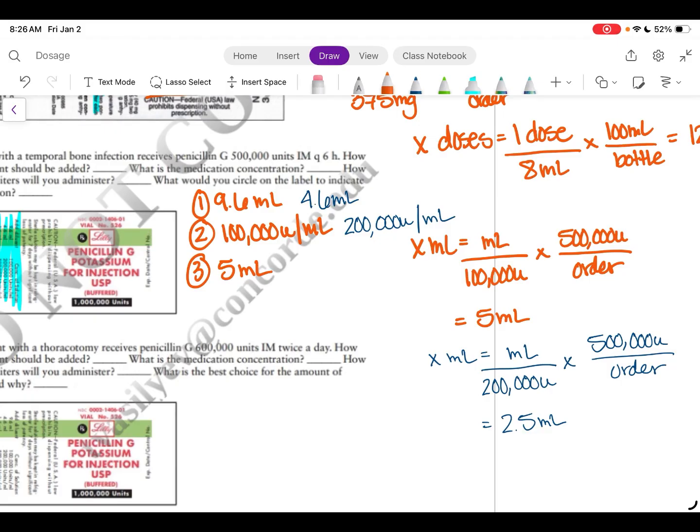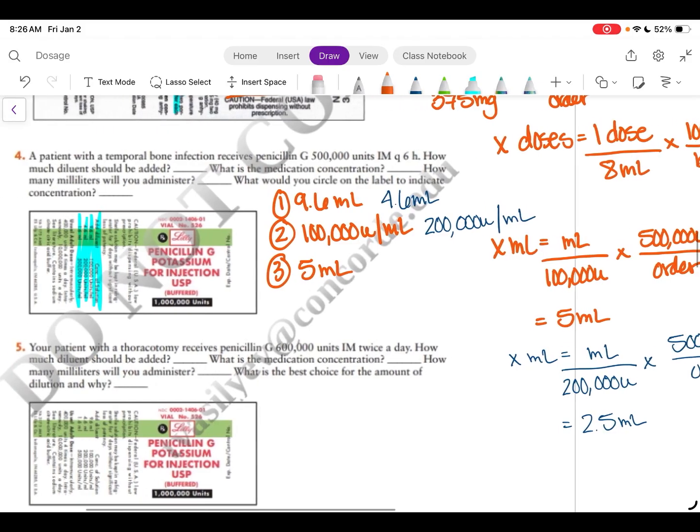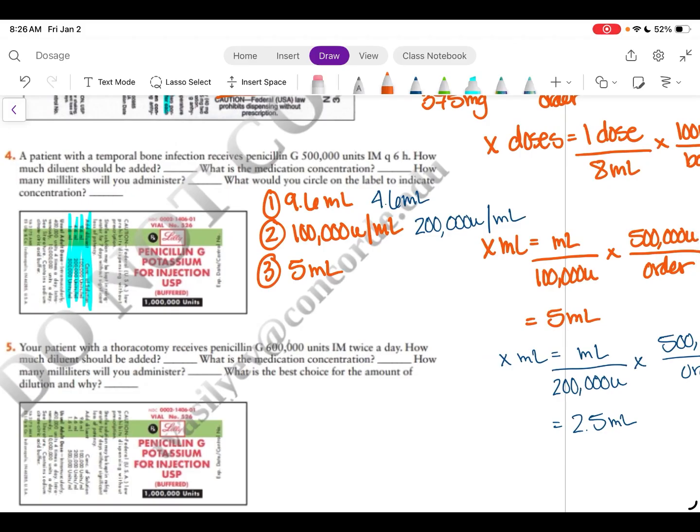so I'm going to go back to orange, right? And what is it asking me? What would you circle on the label to indicate concentration? Oh, well, that's silly. But it's right here. Okay.